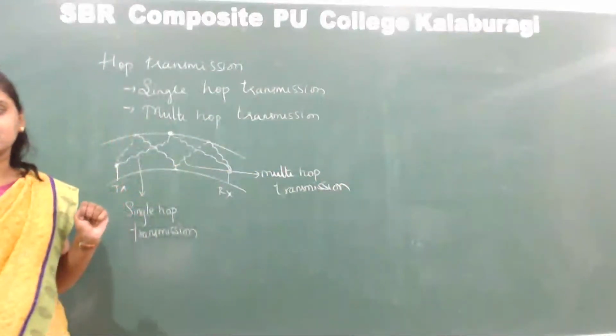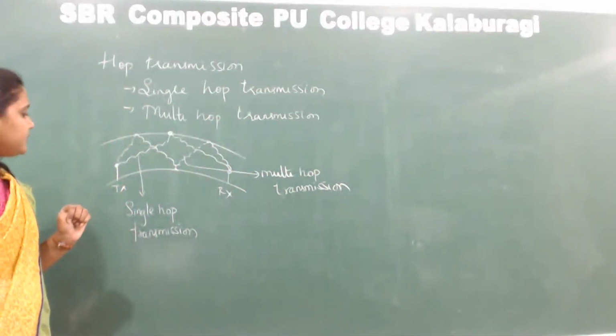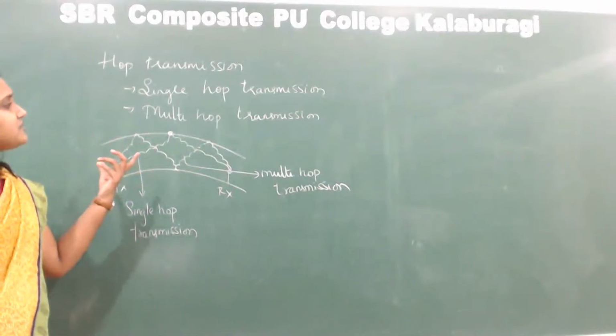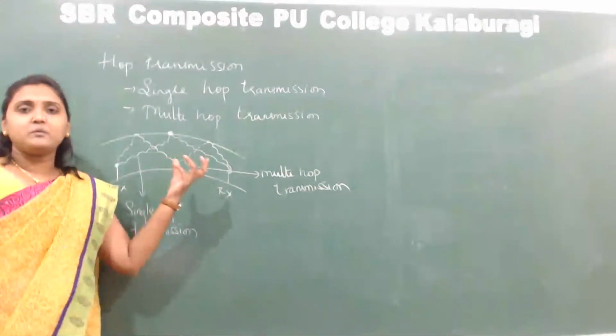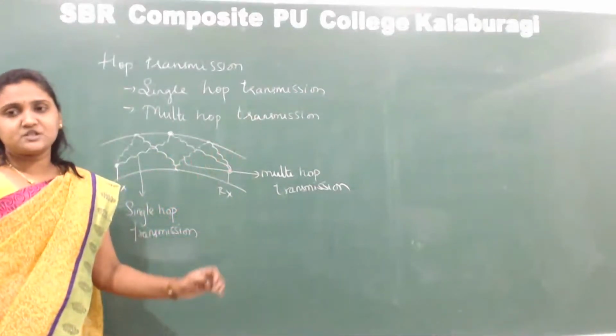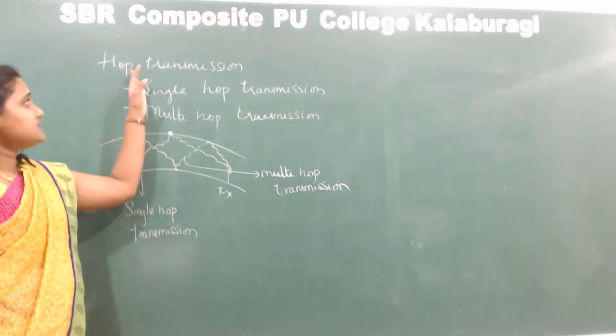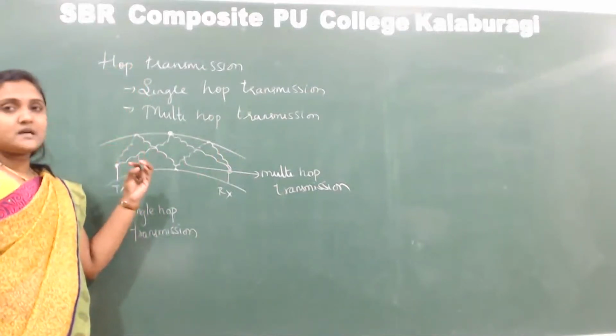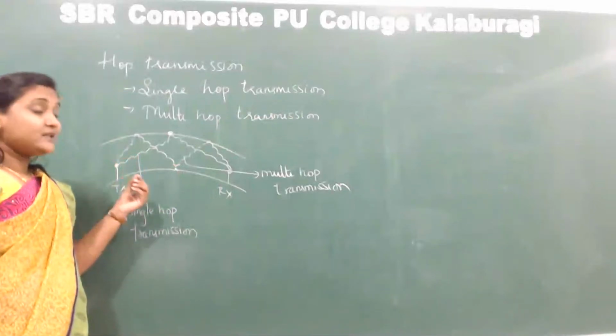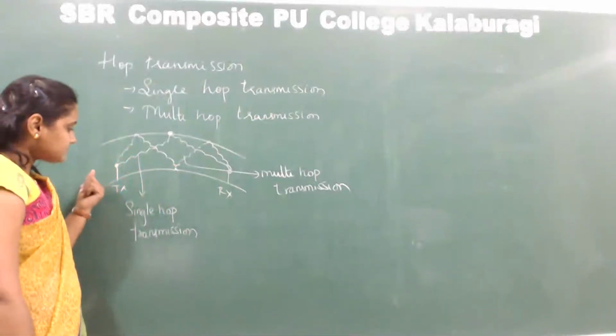This type of transmission is called as what? Multiple hop transmission. So the hop transmission basically means that the signal is reaching the receiver by being reflected by the ionosphere. Such type of transmission is called as what? Just a hop transmission. It is taking a hop, otherwise a jump, otherwise a bounce, we can say.